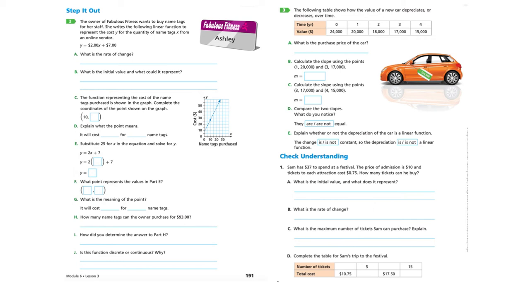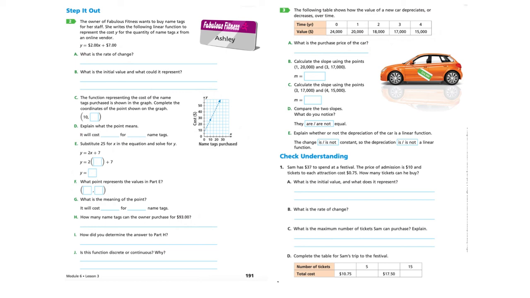B, calculate the slope using these 2 points, 1, 20,000, so this point, and then 3, 17,000. Remember, again, the slope is the change in the y value over the change in the x value, the ratio or comparison of the change in the y value to the change in the x value. And then in C, calculate the slope using these 2 points. So they're just having you find the slope in 2 different parts of the graph.